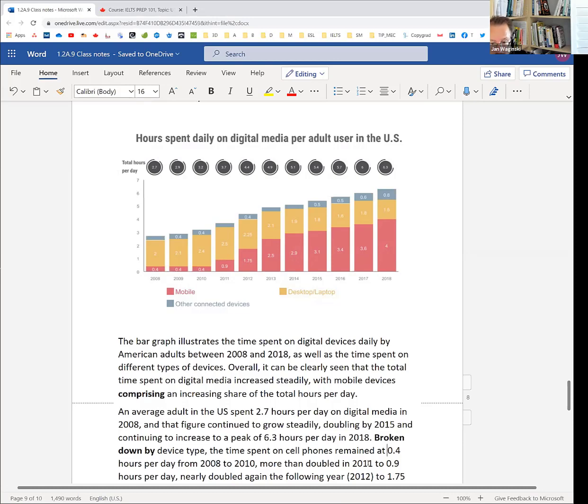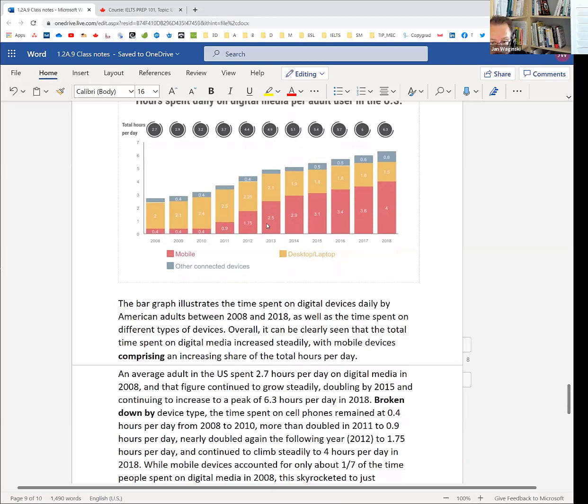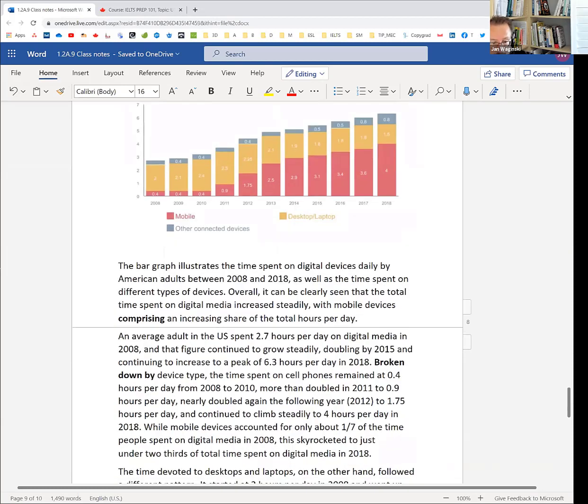More than doubled in 2011 to 0.9 hours per day. Nearly doubled again the following year to 1.75 hours per day, and continued to climb steadily to 4 hours per day in 2018. And then I put the analysis at the end. While mobile devices accounted for only about 1/7 of the time people spent on digital media in 2008, this skyrocketed to just under 2/3 of total time spent on digital media in 2018. So that's the analysis portion.